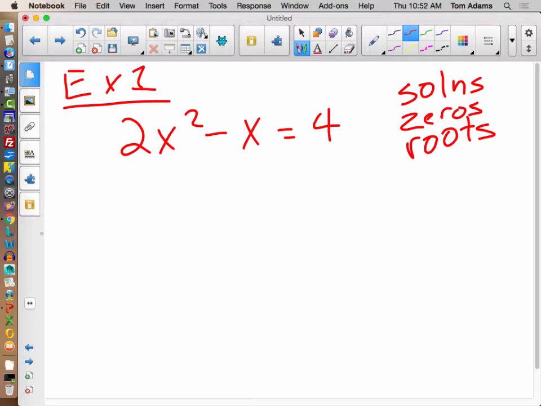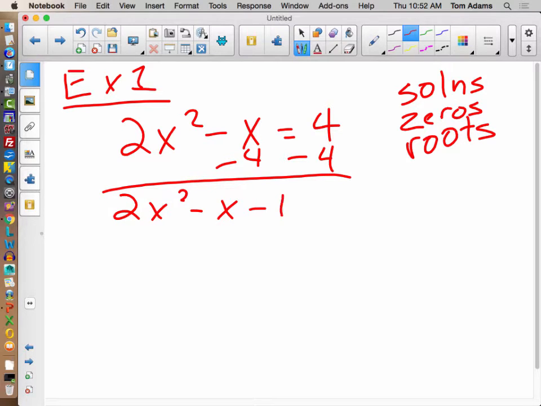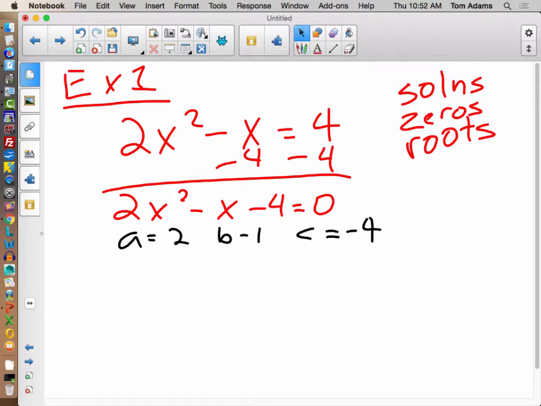Like that? Fancy. All right, so now if I subtract 4 from both sides, I'll say 2x squared minus x minus 4 equals 0. Now, the reason I wrote it that way is that lets me know that a is equal to 2, b is equal to negative 1, and then c is equal to negative 4.